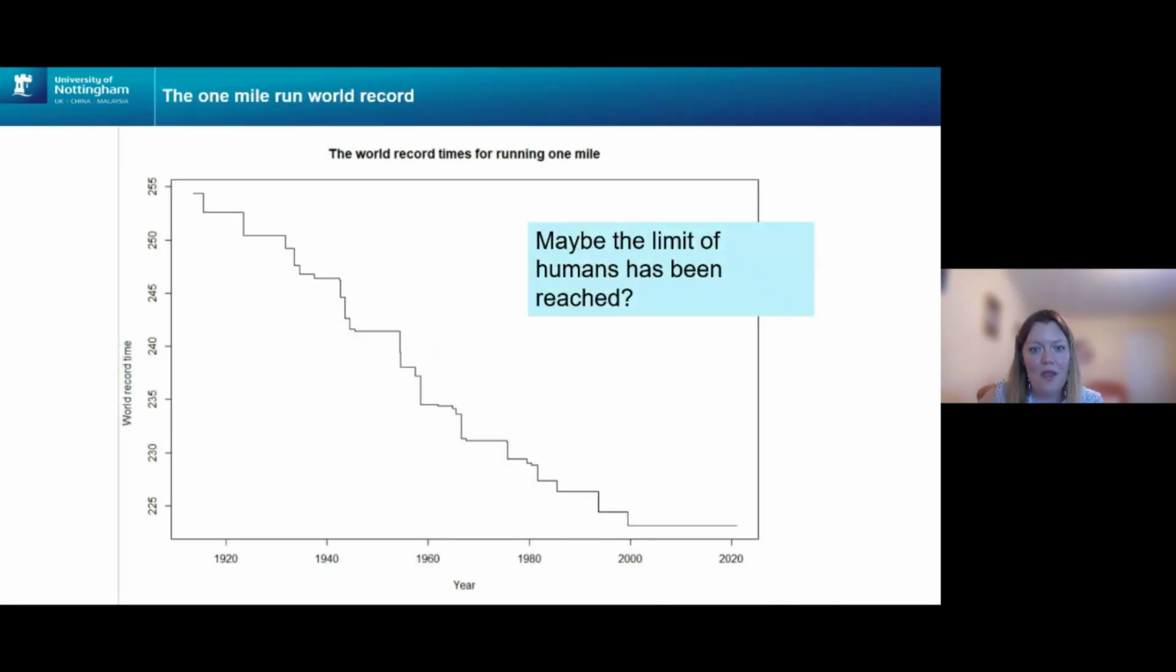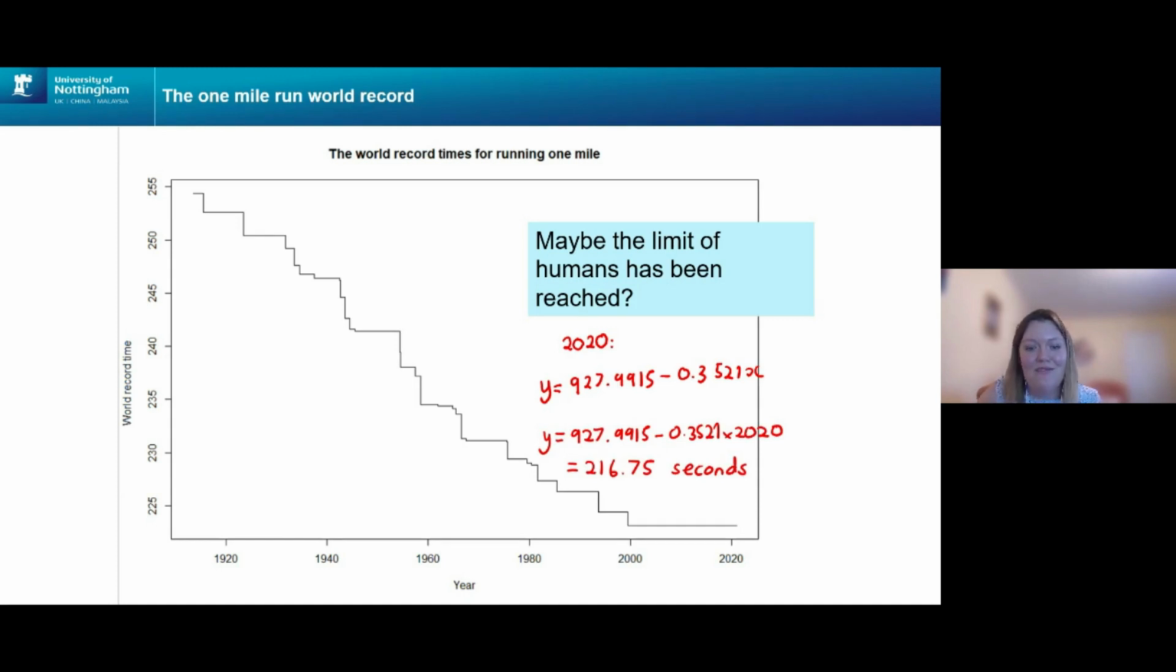So we'll skip question 3. I'm just a bit conscious of time. But actually, from the year 2000 up until a week ago when I last looked, there'd been no new world record since the year 2000. So maybe, as people were saying, the limits of humans has been reached, maybe not, maybe it will actually go down again. But if that original line had continued the trend, then when X is 2020, the world record in 2020 using that line would have been 216.75 seconds.